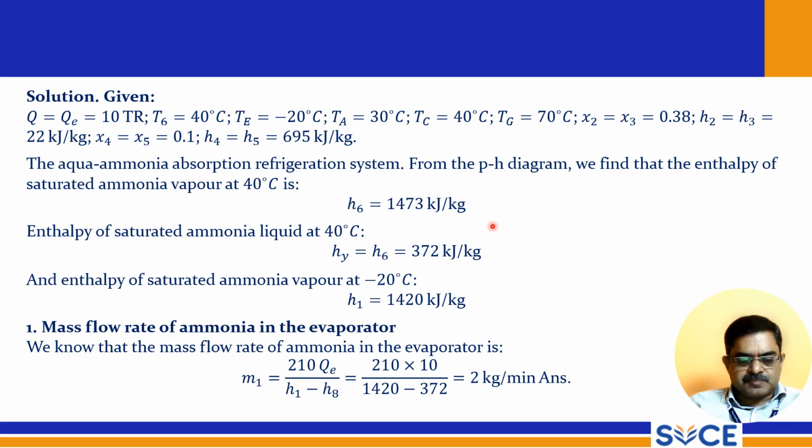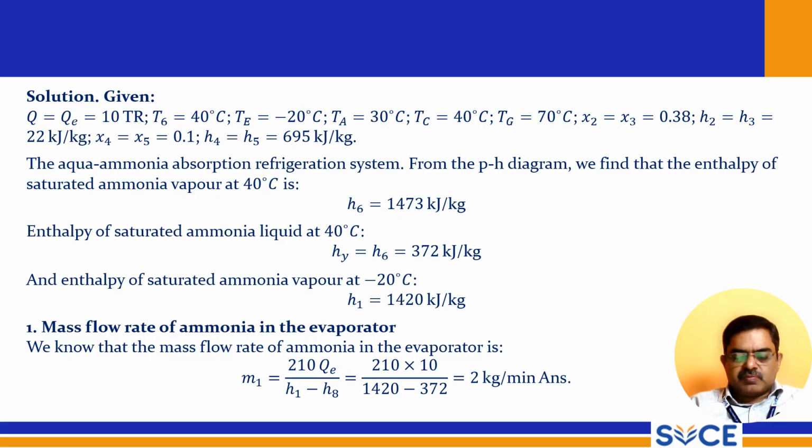1473 kilojoules per kg. So the enthalpy of saturated ammonia liquid at 40 degrees Celsius, so that is H7 equal to H6, so that is 373 kilojoules per kg. And the enthalpy of saturated ammonia vapor at minus 20 degrees Celsius, so H1 equal to 1420 kilojoules per kg. Mass flow rate of ammonia in the evaporator. So we know that the mass flow rate of ammonia in the evaporator is M1 equal to 210 QE divided by H1 minus H8. So that is 210 into 10 divided by 1420 minus 372, that is equal to 2 kg per minute. So this is the first answer.